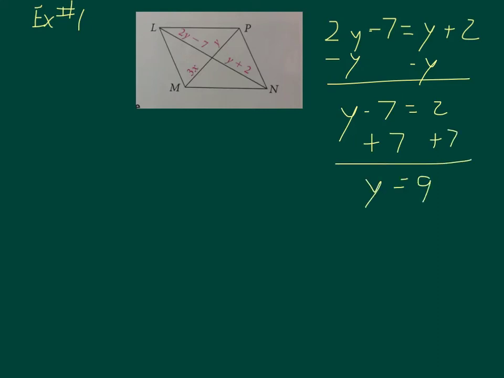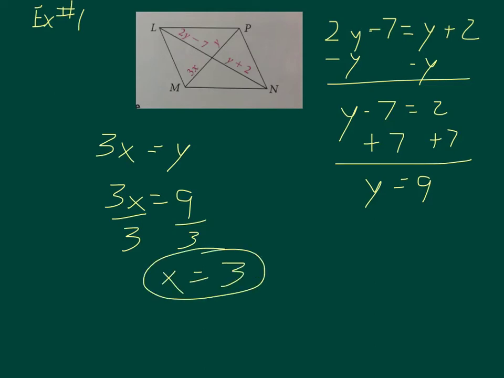Once you get y to equal 9, then you're going to solve for x. You're going to set 3x equal to y. So 3x has to equal 9, divide both sides by 3, and x has to equal 3. So x has to be 3 for this figure to be a parallelogram.